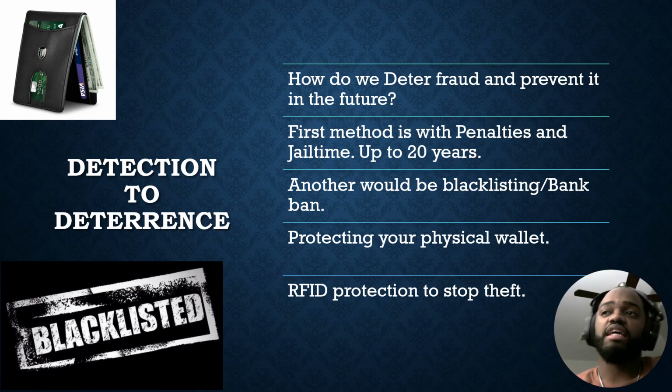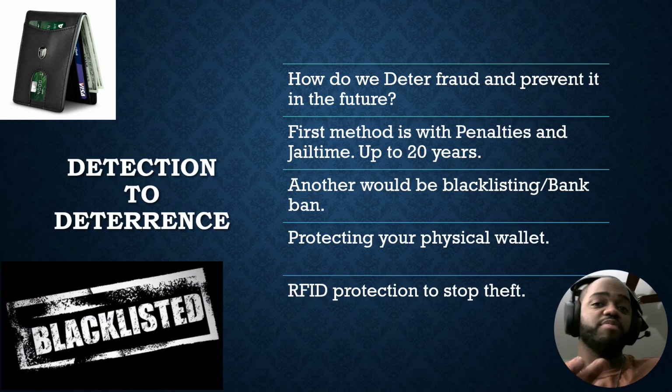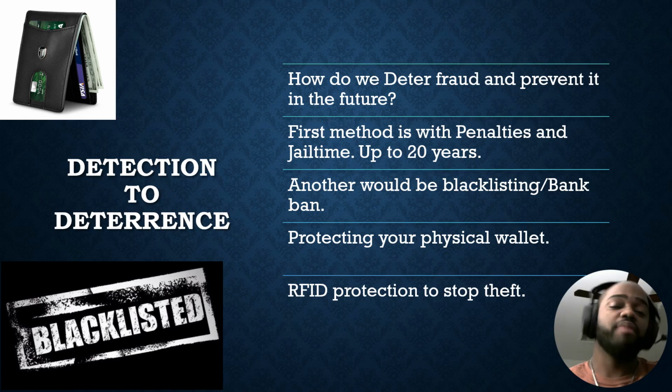Other ways to deter it can be, of course, protecting your physical wallet so no one can steal it. And then the last one is RFID protection to stop theft. The RFID protection goes back to the near field communication that I mentioned at the beginning of the video. It's equivalent to putting a simple piece of tinfoil in your wallet, or you can get certain wallets that are made for it, as shown above. With that, the near field communication signal isn't given out, so if someone wants to bump into you, you're fine because they can't get your information.